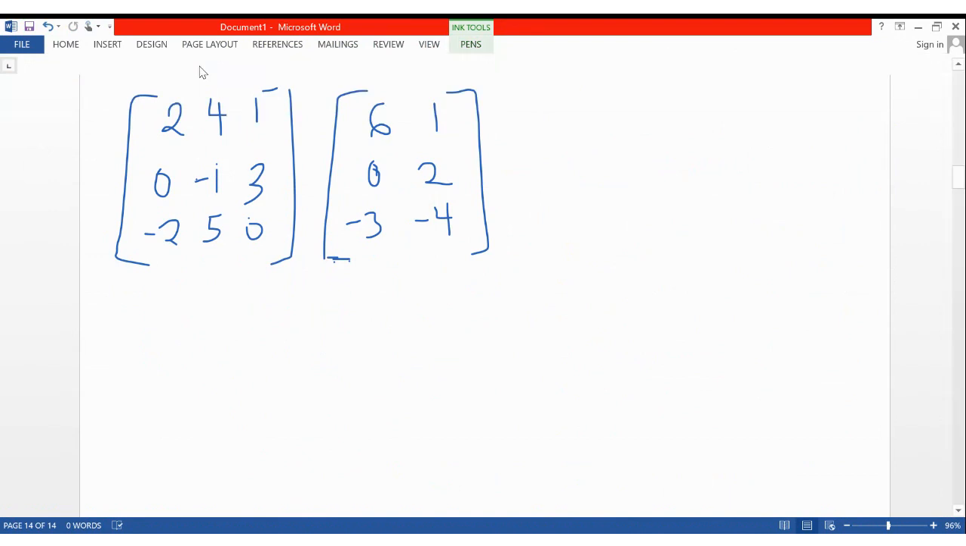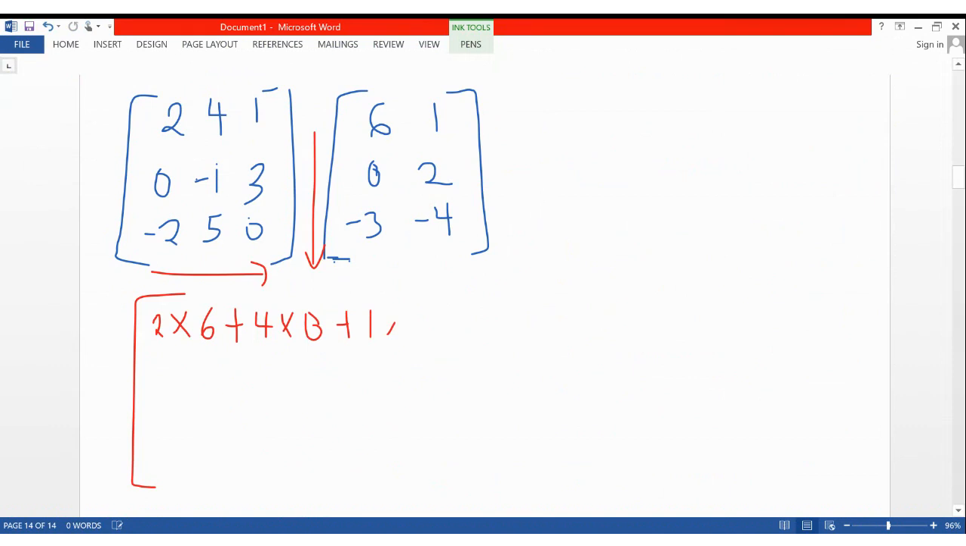So let's do the pens. So we shall go like this, and then like that. The first entry, I'll have the first row multiplied by the first column of this matrix. So I'll have 2 times what? 2 times 6 plus 4 times 0 plus 1 times negative 3. That is the first one. Then I'll move again with the row and with the whole of the second column. Let me just change a pen. So I'll have again 2 times 1 plus 4 times 2 plus 1 times negative 4.